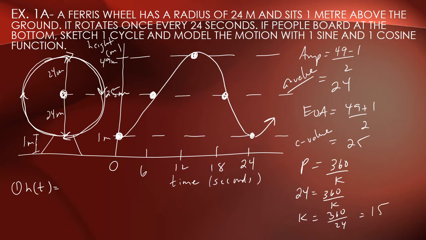So A value, 24 sine 15 t, which if you use f of x, put x in. We don't know our phase shift yet, and then plus 25. Okay, so let's come up with our phase shift.